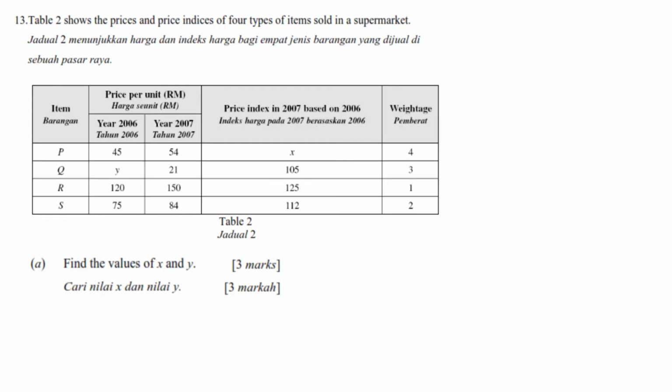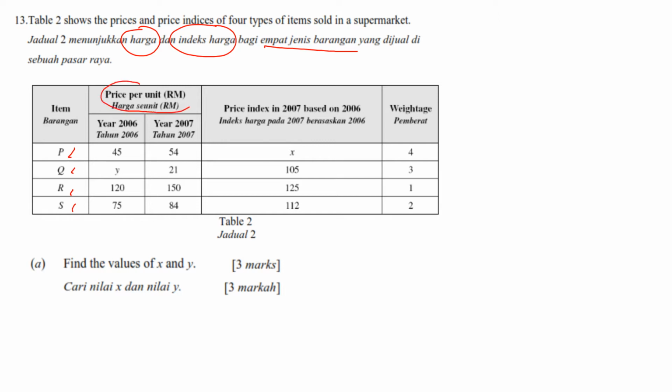Okay, this is question 30. Table 2 shows the prices and price indices of 4 types of items sold in a supermarket. Jadual 2 menunjukkan harga dan harga indeks, the price indices bagi 4 jenis barangan, 4 items, yang dijual di sebuah pasar raya. So then you have to check. Okay, item we have P, Q, R and S.